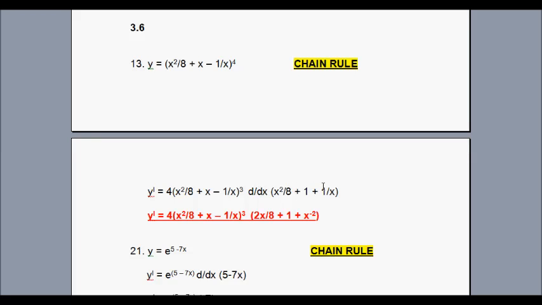Alright, so you're going to find the derivative of x to the second over 8 plus 1 plus 1 over x. X to the second over 8 is 2x to the 8th.